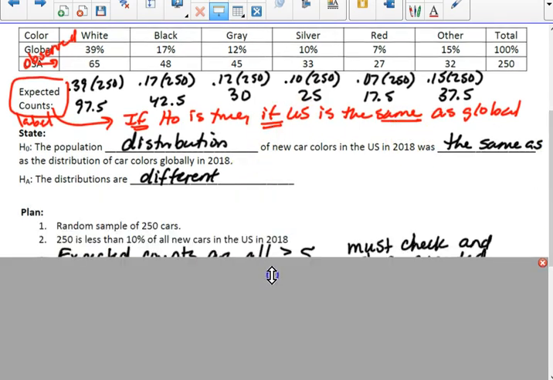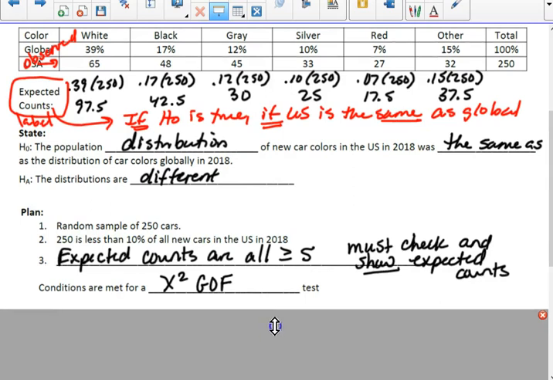The conditions we have to check are very similar to the first two. We have a random sample of 250 cars, and 250 cars is certainly less than 10% of all new cars in the U.S. in 2018. Our third condition is that the expected counts are all greater than or equal to 5. And we have calculated our expected counts, and they are all greater than or equal to 5.